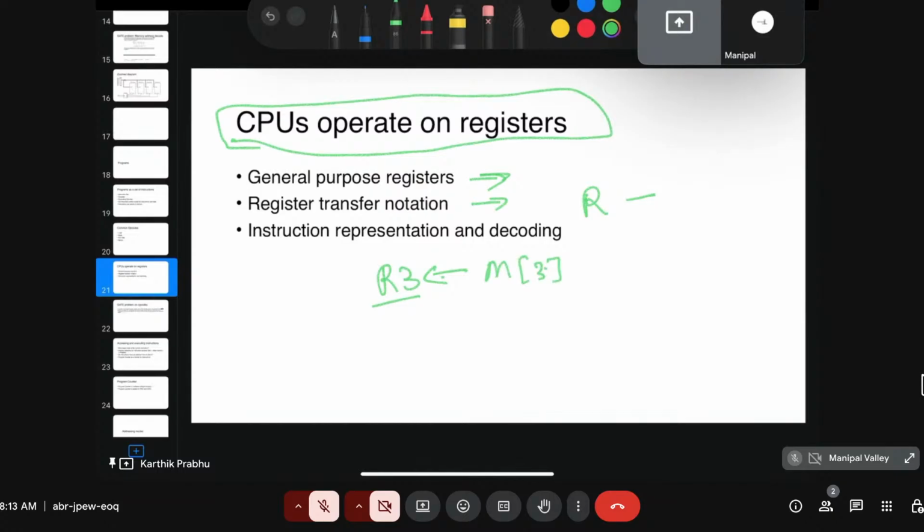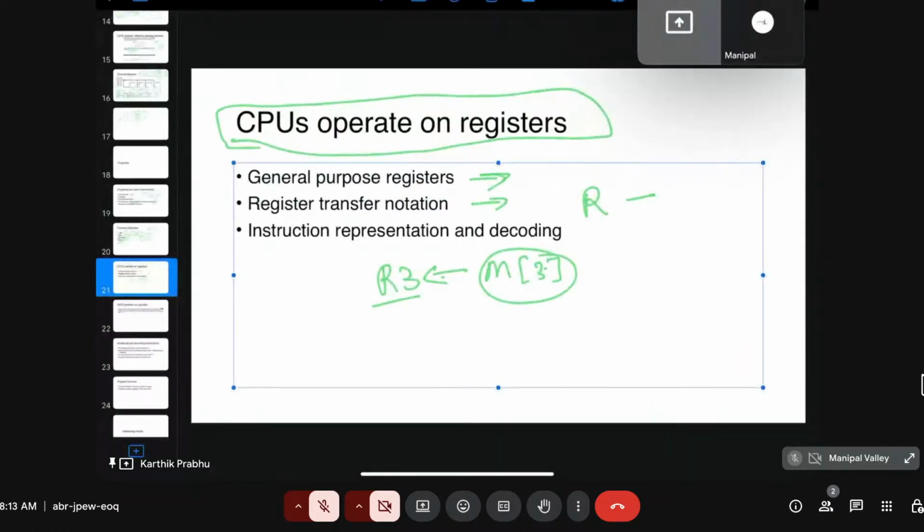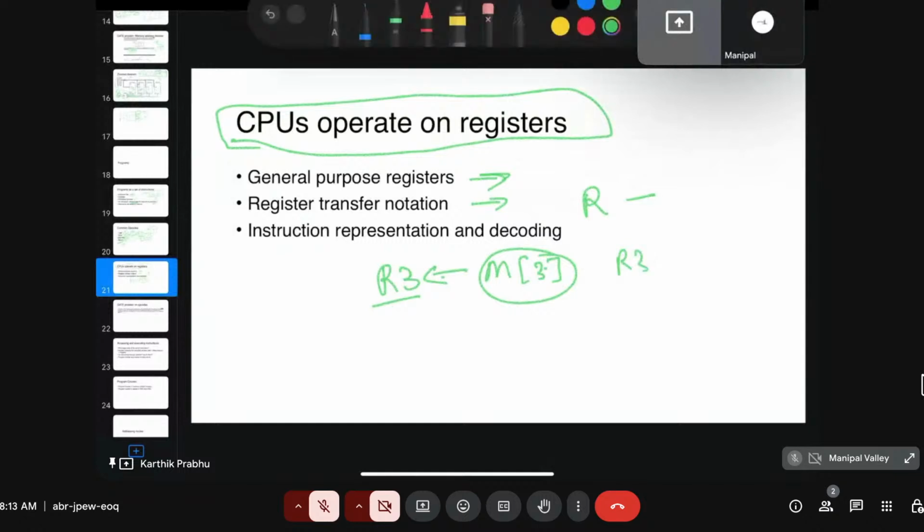So if you are doing a load instruction, register transfer notation is something like this: R3 gets M3. We transfer the contents of M3 into this register. So that is register transfer notation. If I wanted to store, then I'll store the R3 value in M3. So it will be the opposite. That's all there is to register transfer.